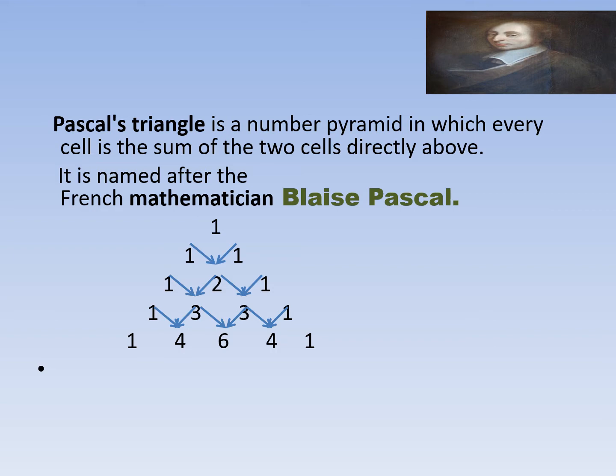So Pascal's triangle is a number pyramid in which every cell is the sum of the two cells directly above. See, suppose we have a number 1 in the first row, then in the next row you have to write 1 1. After that you are going to add the numbers in such a way that you follow one pattern. Suppose it is 1, every time you have to write 1 on the left once and on the right also once.